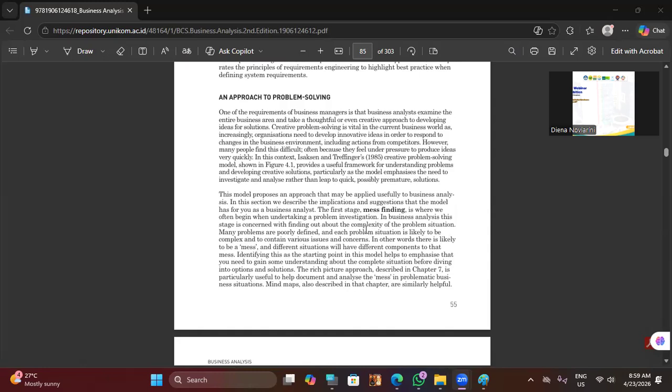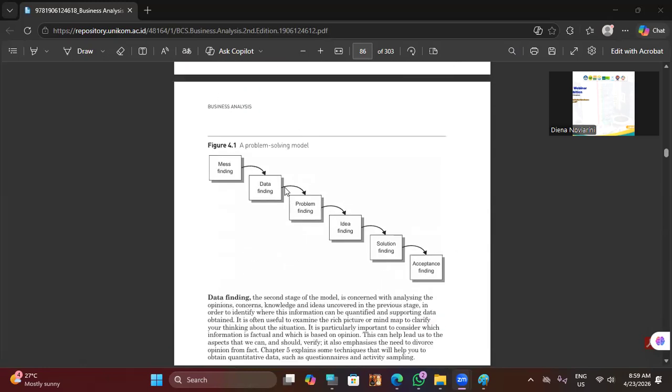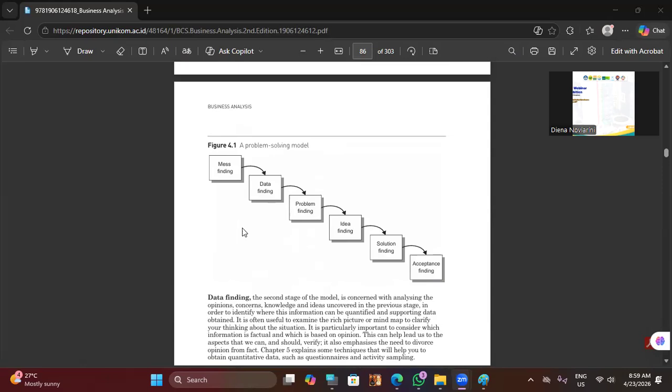And then number two, we are going to identify the starting point in this model to emphasize that you need to gain some understanding about the complete situation before we dive into options and solutions. In chapter 4, we are going to learn about the problem solving model in figure 4.1. This is the data finding, what you call match finding, and then you extract into data finding.